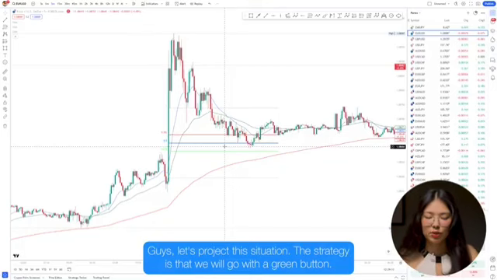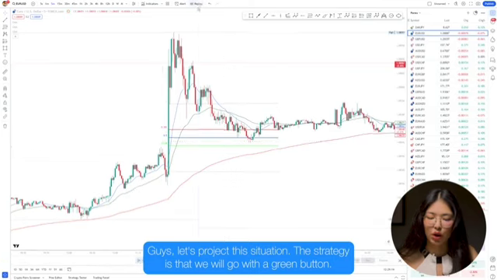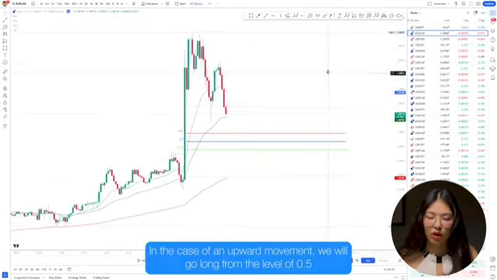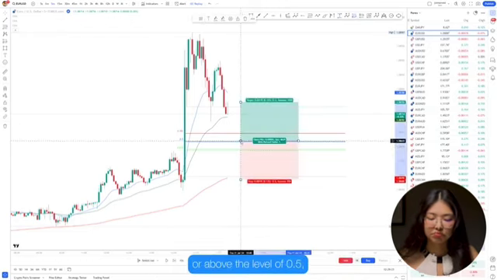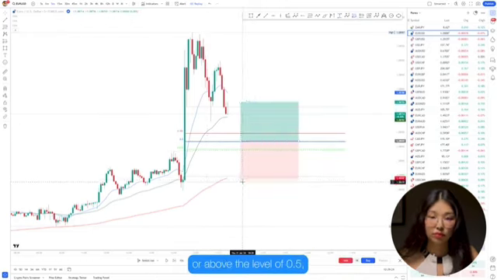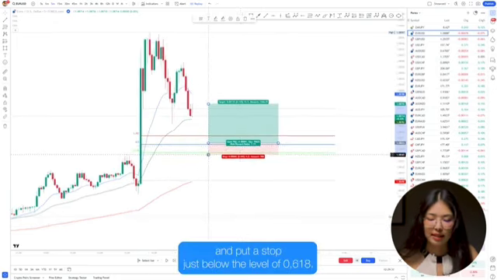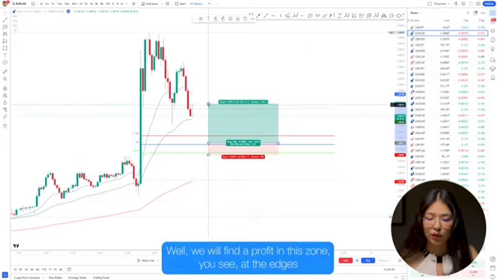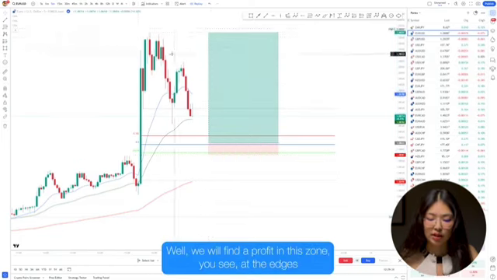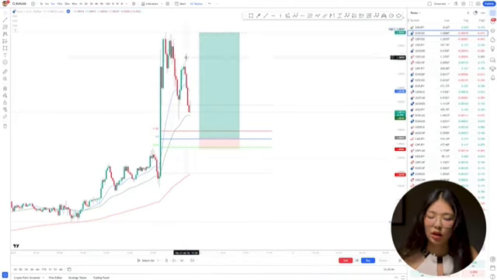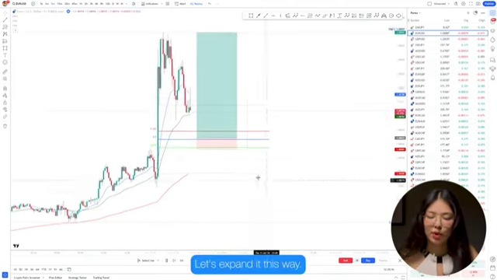So we get this imbalance and it will be our next strategy. So guys, let's participate. The strategy is that we will go with the green button. In the case of an upward movement, we will go long from the level of 0.5 or above the level of 0.5 and put a stop just below the level of 0.618. So we'll find a profit in this zone, you see at the edges, and see how this deal works out. So let's expand in this way.